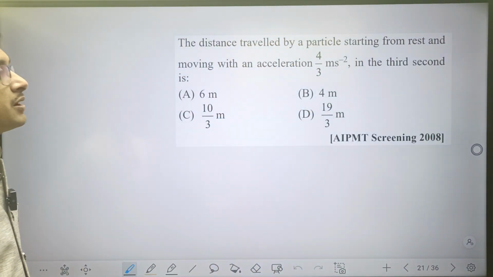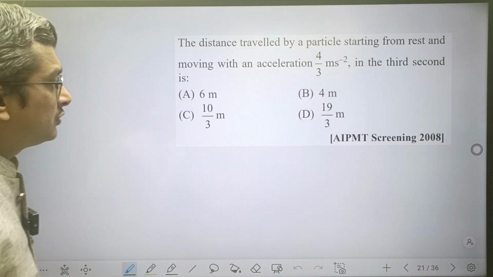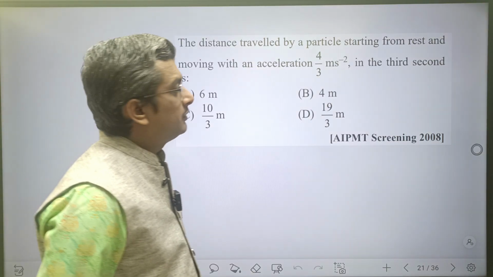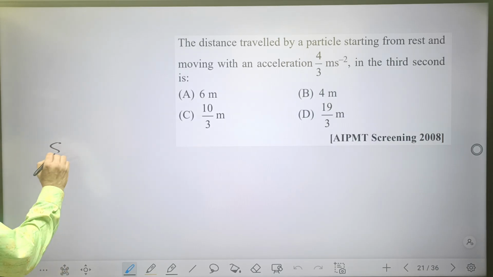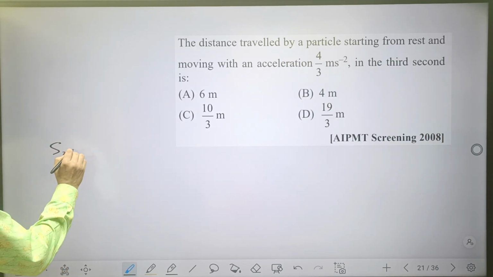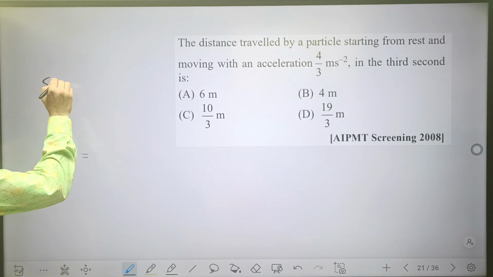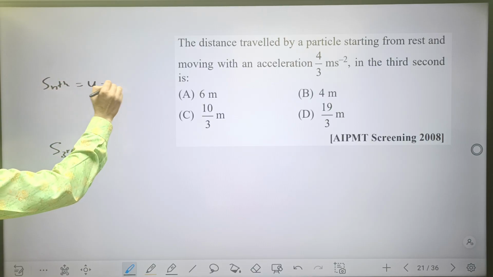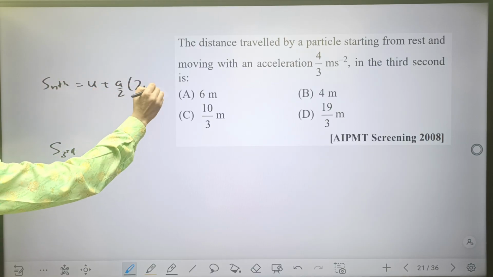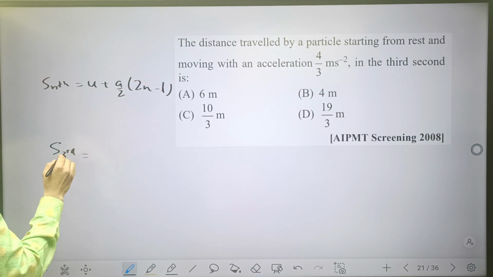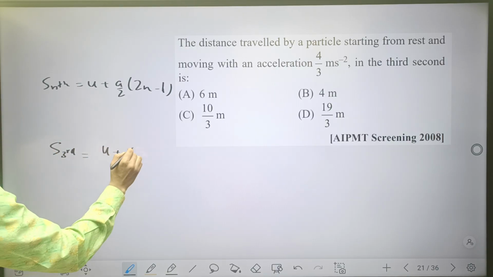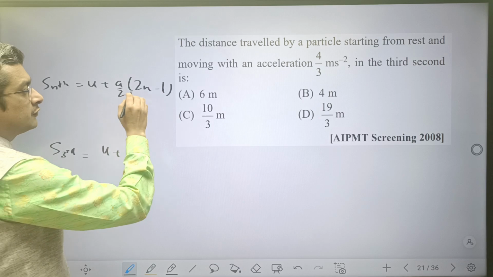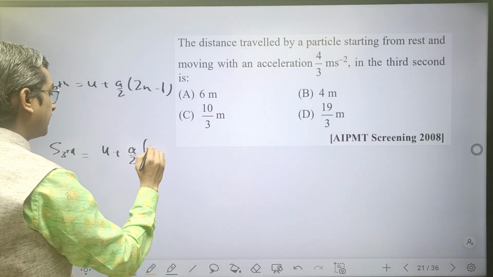The distance traveled by a particle starting from rest and moving with a uniform acceleration of 4 by 3 meter per second square in the third second is. So the formula for the nth second is given by, this is the formula, s_n is equal to u plus a by 2 into 2n minus 1. So if you wish to find the distance in the third second, this will be u plus a by 2 into 2n minus 1. 2 times 3 is 6, minus 1 is 5.